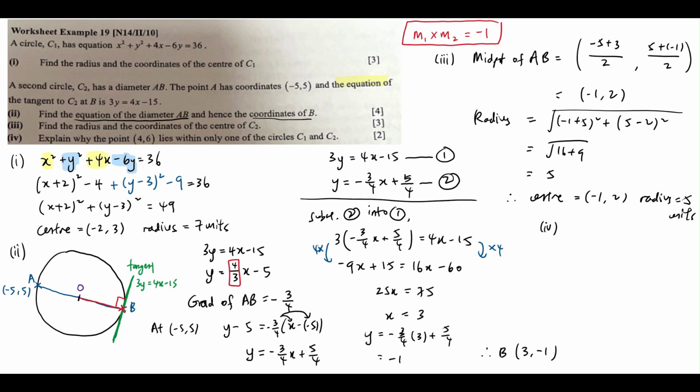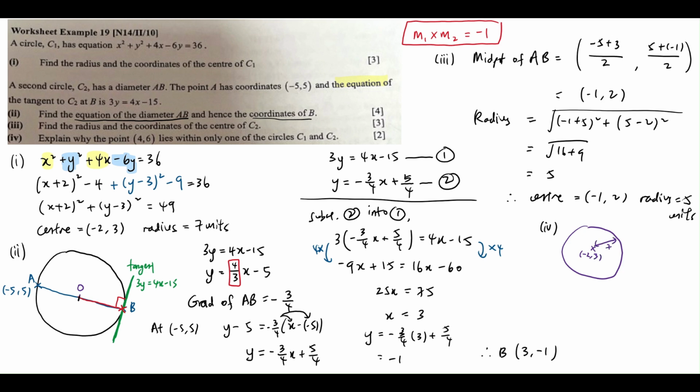Now part 4, explain why (4, 6) lies within only one of the circles C1 and C2. Now, I think this is just like a question to help you to reconnect to C1 again, because part 2 and part 3 have been about C2. But there isn't really a challenging question if you think about it. Let me draw you a diagram, okay? So you have a C1 with the center (negative 2, 3), and the radius is 7 units.